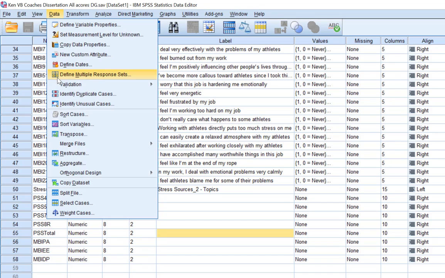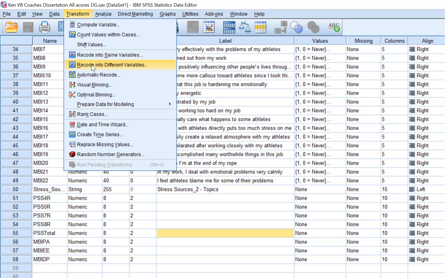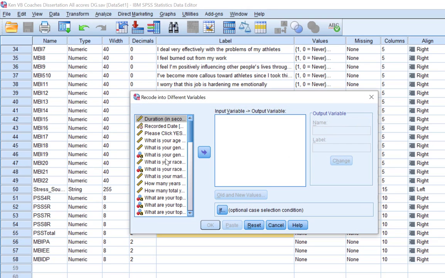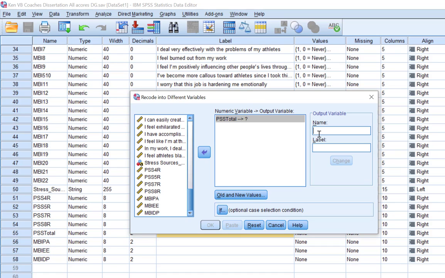Okay. So what you can do is recode, transform, recode into a different variable. Okay. And then we push those over. Yeah. So which one? This. Right. So I want to go over 27. Well, so ranking total. Okay.